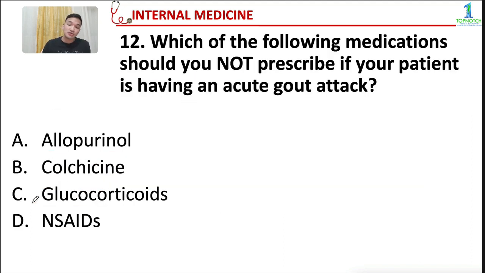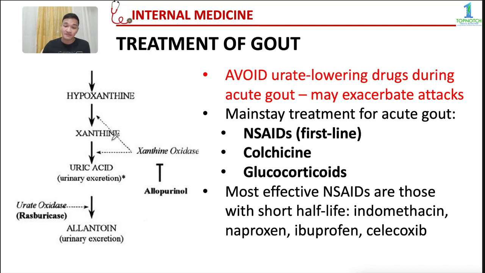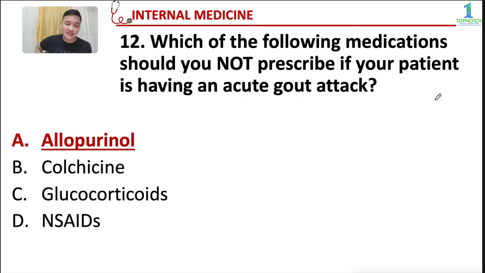Which of the following medication should you not prescribe if your patient is having acute gout attack? The correct answer is allopurinol. You should avoid urate-lowering drugs during an acute attack of gout because they may exacerbate yung mga attacks. So the reason for that is during an acute gout attack, may mga crystals na nandun sa joints. No? So pag nabigay ka ng allopurinol or urate-lowering drug, the serum urate will rapidly decrease.